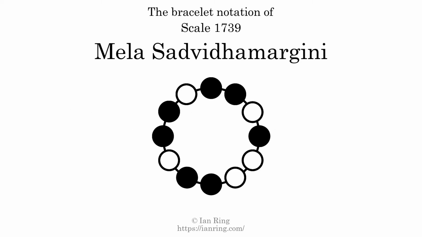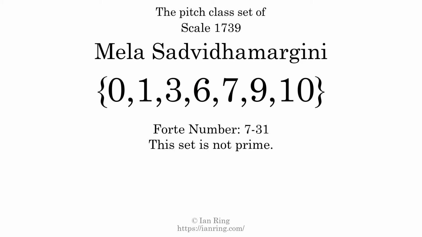This is a bracelet notation diagram of scale 1739. The shaded circles represent tones that appear in the scale, and they are read clockwise, starting at the top. The pitch class set for this scale is 0, 1, 3, 6, 7, 9, 10. The fourth class is 731. This set is not prime.